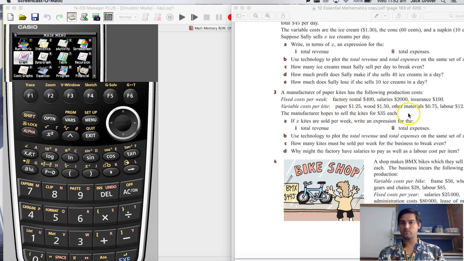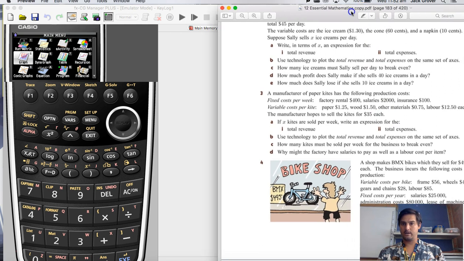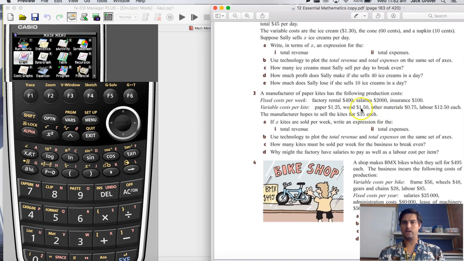Look at our variable costs, we add those together as well. That's going to be $1.25 plus $1.50 plus 75 cents plus $12.50. So what are we looking at there? $13.25, $14.50 plus $1.50 is going to be $16. That's our variable cost per kite. And then it says here that he hopes to sell his kites for $35 each.